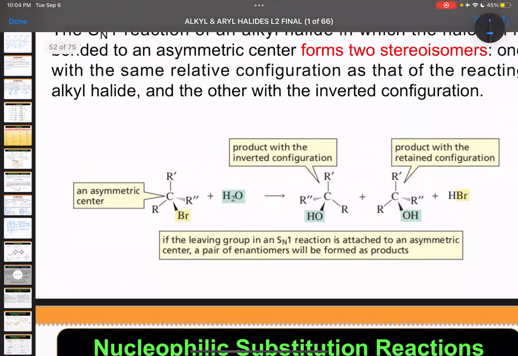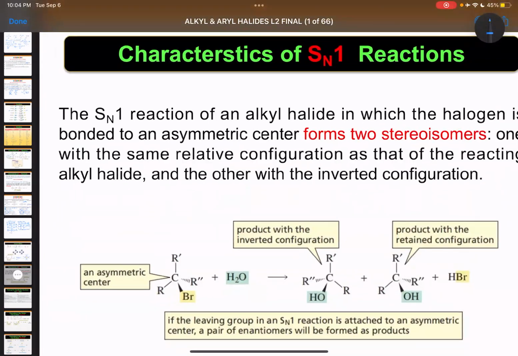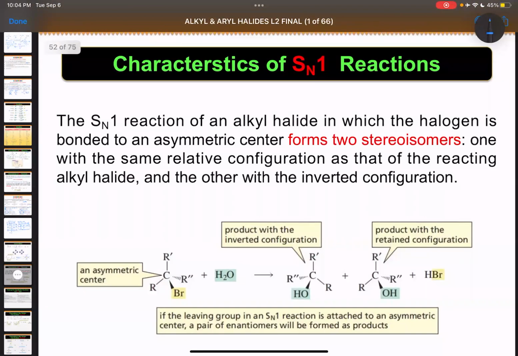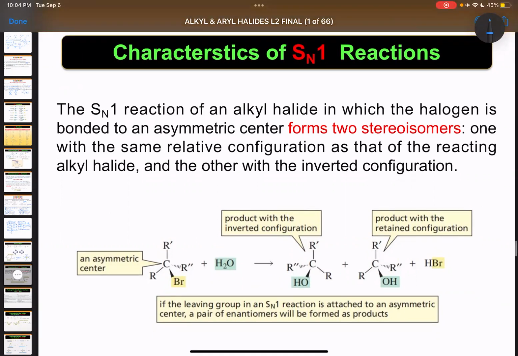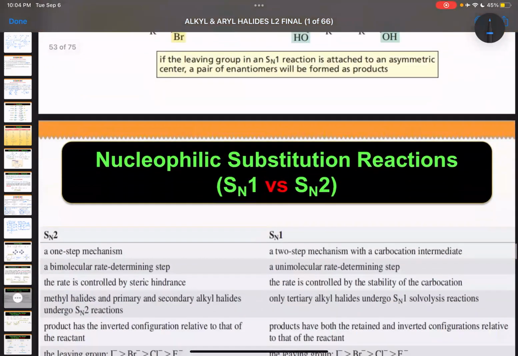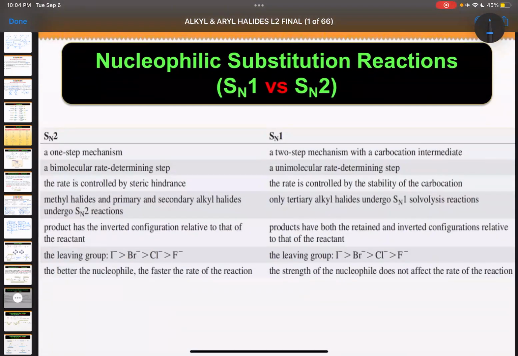And stereochemistry, which we discussed: for SN2 it was inversion, and for SN1 it is racemization. Is this clear? So these are all the differences between SN1 and SN2 which we discussed. So I hope this is clear.